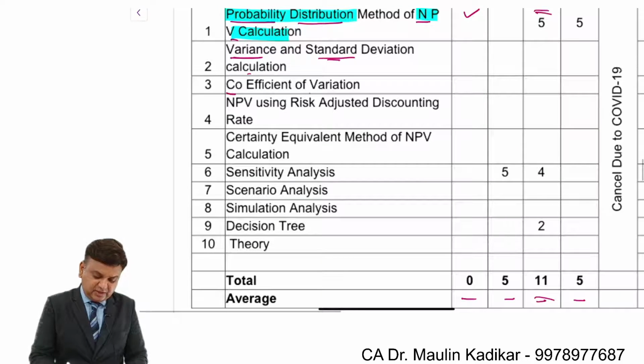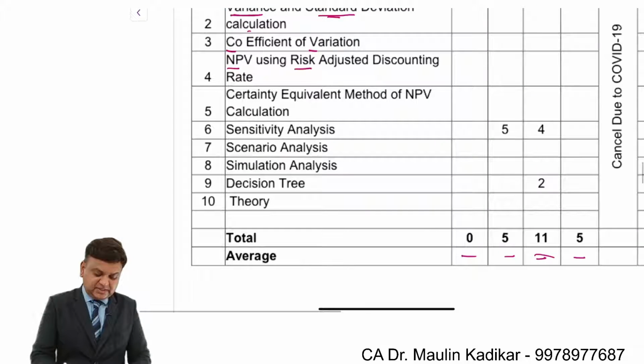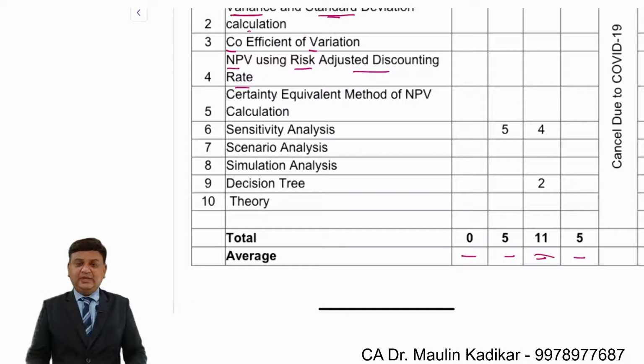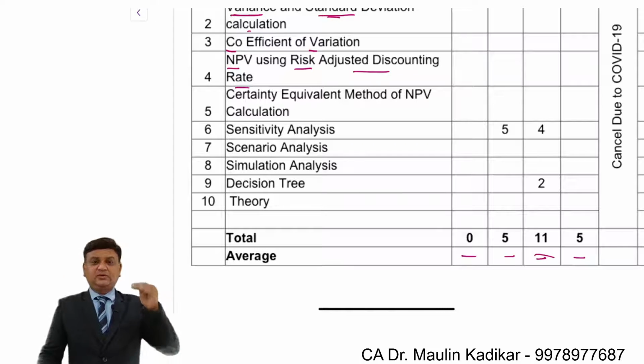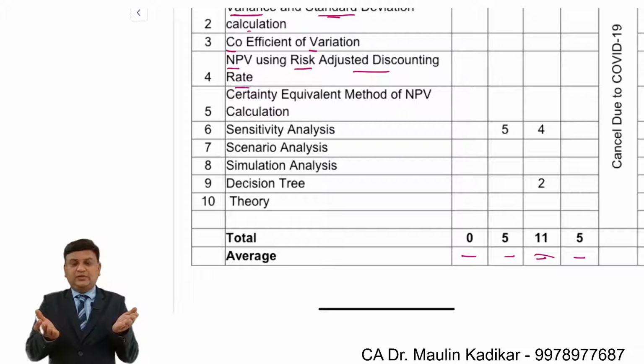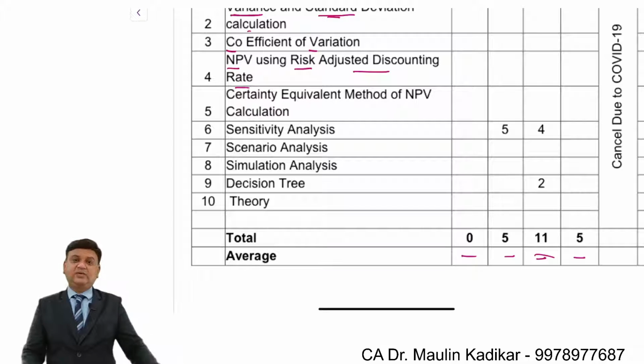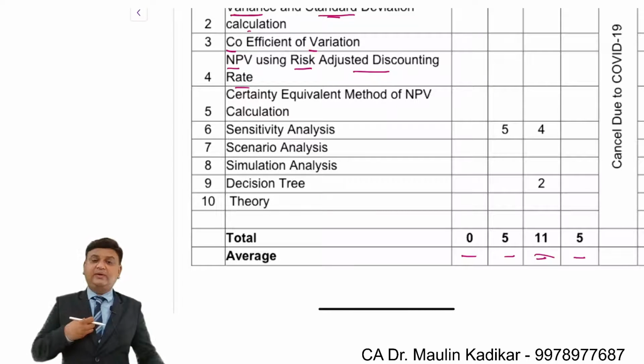Then CV, coefficient of variation, indicates what risk you have for every 1 unit of return. Then NPV using risk adjusted discounting rate: whenever a project has more risk, you apply a higher discounting rate for the NPV calculation. That is given the technical name risk adjusted discounting rate. So to incorporate the higher risk in the project analysis, you apply a higher discounting rate, which indicates that you require more return.